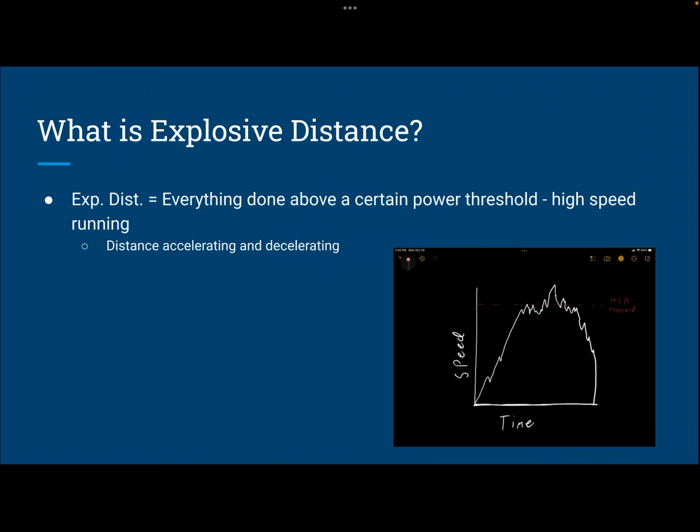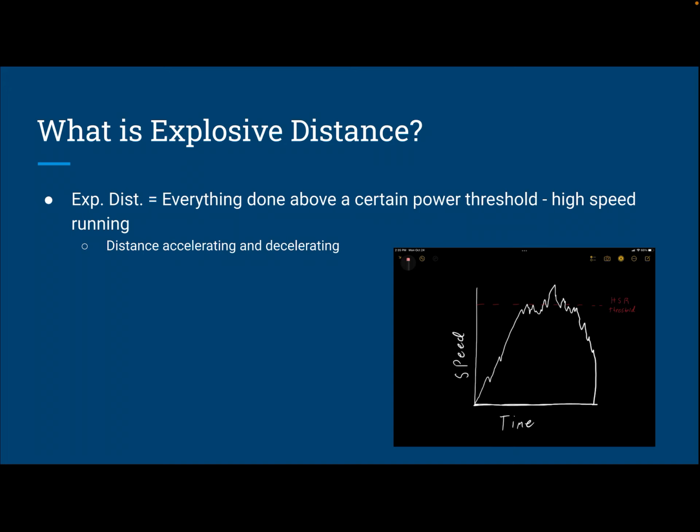So firstly, what is it? The fancy way of saying it, fancy yet hopefully simple enough to understand, is everything that you do above a certain power threshold. So what I want you guys to think of there is movements that require effort and force. So not really that jogging and walking, but more those accelerations, sprints, decelerations as well.